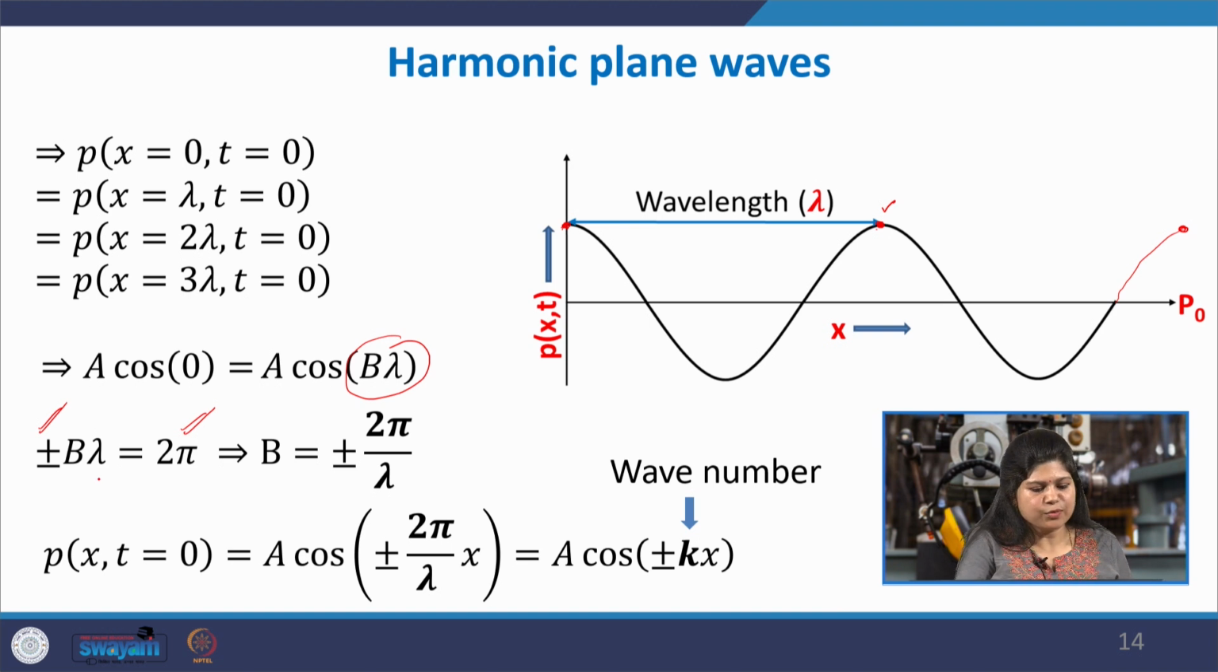So, b times lambda from here. From this equation and this equation we get a cos 0 is equal to a cos b lambda. So, this b lambda here is our 2 pi, and so b becomes 2 pi by lambda.